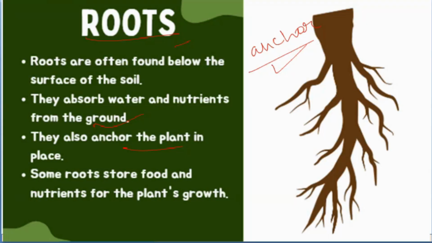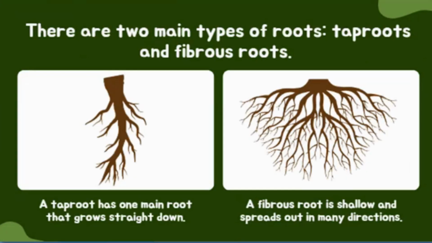If there is a storm or strong winds, plants do not fall easily because roots are holding them in the soil firmly. Some roots store food and nutrients for the plant's growth, like radish and carrot. These are roots which store the food, and we eat these roots. So some roots are eaten also. There are two main types of roots. First is taproot and second is fibrous root.